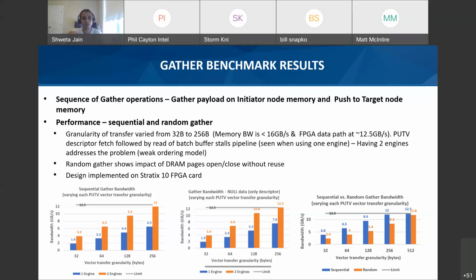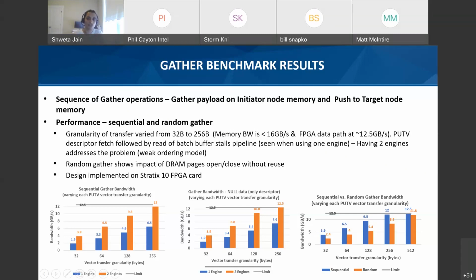What's happening here is that when we have a single DMA engine, we fetch the batch buffer table from memory, perform the gather operation in the inline accelerator, and write out the data. Then again, we move to the next batch buffer and start processing. So you have a large bubble in the design when you're pushing the data. In the case of two DMA engines, the next batch buffer table that's in the pipeline gets started by the second DMA engine. So we are alleviating this issue of having a large bubble in the design to fetch the batch buffer again, by having a weak ordering model. That is what it represents.